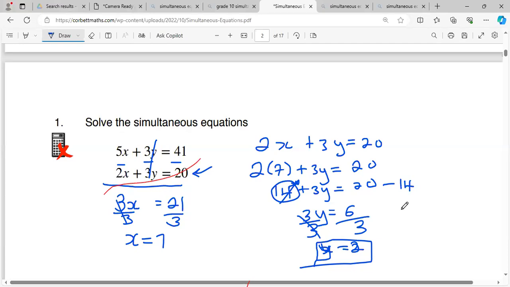So, guys, as Erica was saying, it doesn't matter which one of them you use. You should get the same answer. And you can plug it in if you want, because in an exam you don't want to take any risk. You could try and say 5 times 7 is 35, 3 times 2 is 6, 35 plus 6 is 41. And you try this for the next one too. 2 times 7 is 14 plus 3 times 2 is 6, 14 plus 6 is 20. So that's how you check your answer.